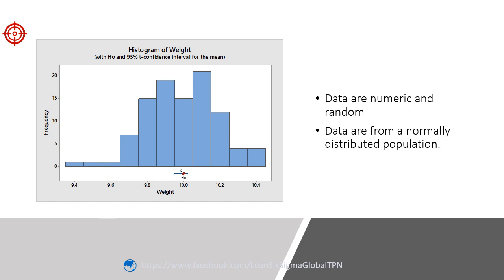Okay, so let's return to the propane tank example. Do the tank weight data meet the one sample t-test assumptions? In the previous lesson, we randomly sampled tanks and determined their weight as a numeric variable. We can also look at a histogram, which verifies that the tank weight data are from a normally distributed population. So the data meet the one sample t-test assumptions, and we can be confident in our results.